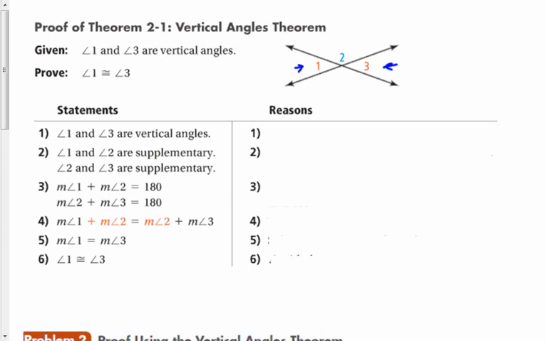So we're going to start here at number 1. We have angle 1 and angle 3 are vertical angles. Oh, that's given to us. But we could also say they're vertical by definition because of the way they're situated in the intersecting lines. Angle 1 and angle 2 are supplementary. Angle 2 and 3 are supplementary.